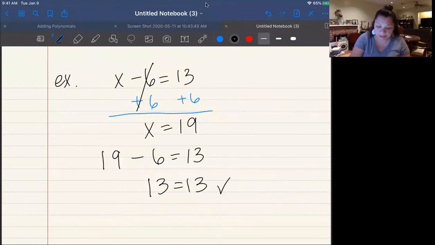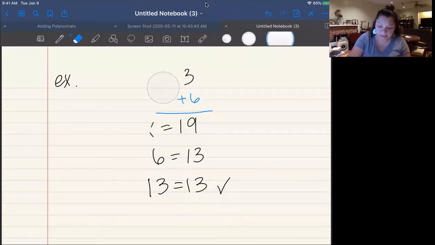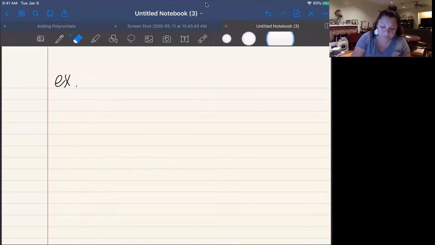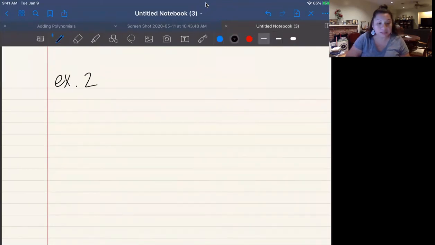All right, let's do the next one, number 2. Wait, I have to write it down. Number 2, 3 plus g equals 16. All right, let's solve for g. That's our variable. We're going to solve for g.